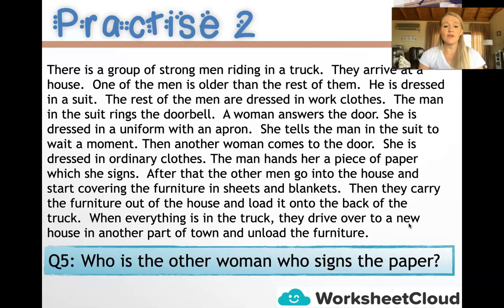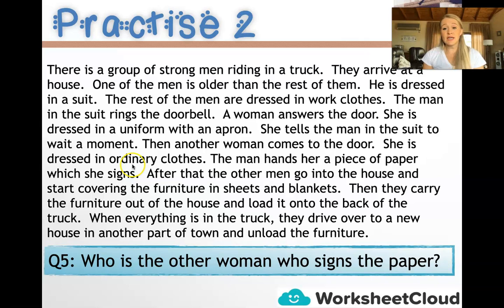Question number 5. Who is the other woman who signs the paper? So again, let's look at the clues. The other woman comes to the door. She's dressed in ordinary clothes. The man hands her a piece of paper which she signs. Right, so who is the woman? Now, because she's dressed in ordinary clothes, she's not wearing a uniform. She's not in a suit, so it doesn't show that she needs to wear a certain dress code of some kind.